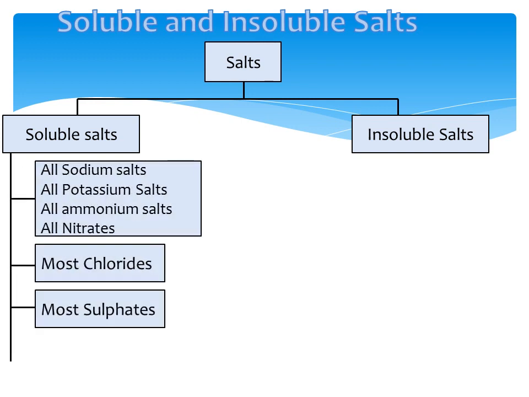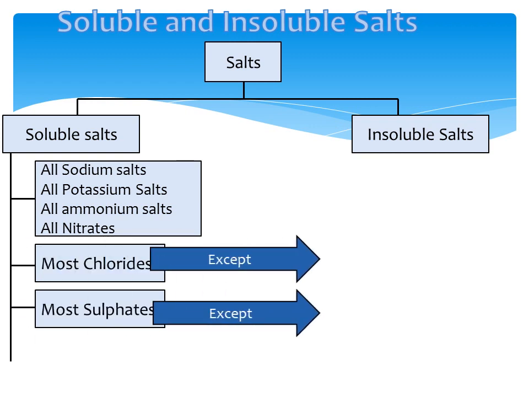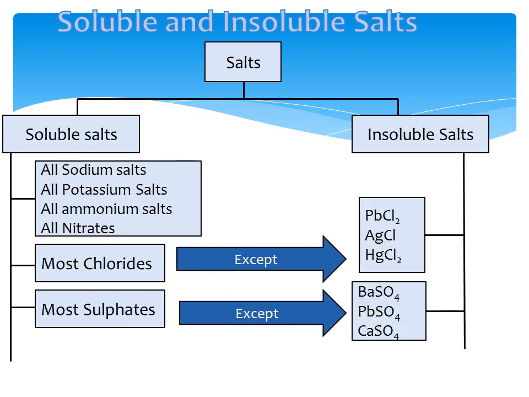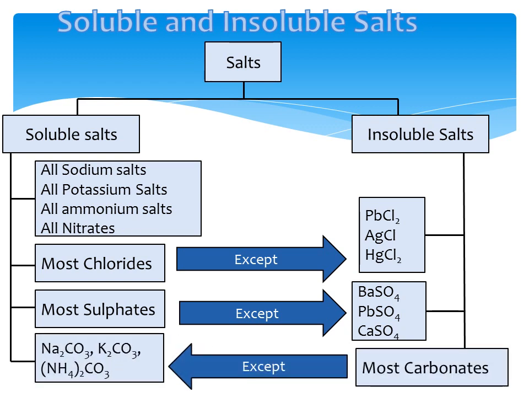So let's have a picture: all salts of sodium, potassium, ammonium and nitrates are soluble. Mostly chlorides are soluble, but we have the exceptions: PbCl2, which is lead chloride, silver chloride and mercurous chloride are insoluble in water. Mostly sulfates are soluble except barium sulfate, lead sulfate and calcium sulfate. The exceptional cases are that all the carbonates, CO3 2 minus, are insoluble, except sodium carbonate, potassium carbonate or ammonium carbonate, which are soluble in water.